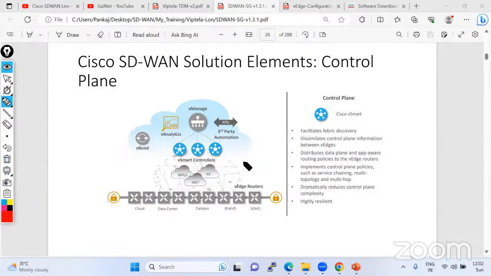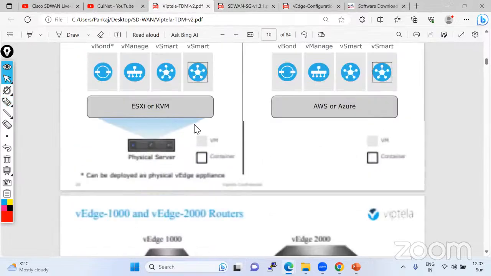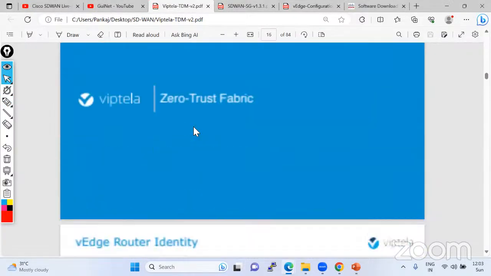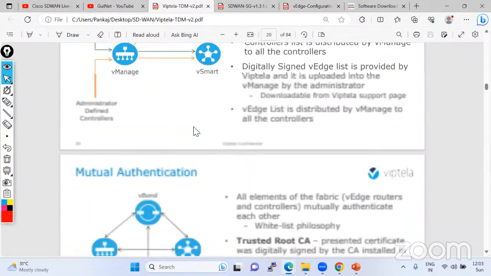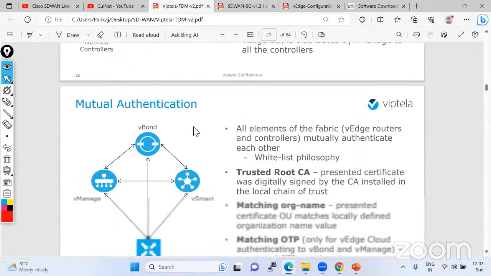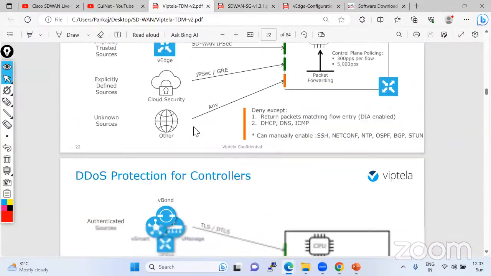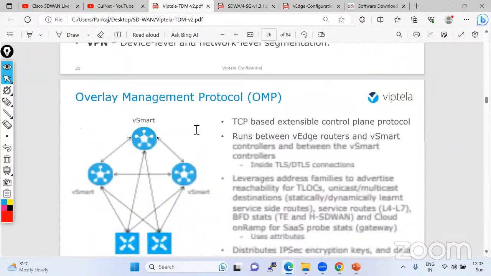In this diagram flow, the vSmart and vManage should not communicate with the vBond, right? You showed that. What is the first time? You told that the first time the vSmart and vManage should communicate with the vBond. Once the vBond validates successfully, then the vBond responds to the vSmart and vManage. You told that, right? Let me just give me one second.